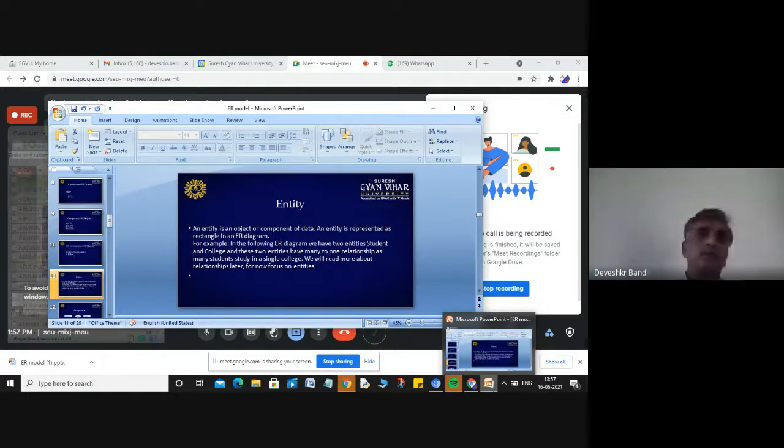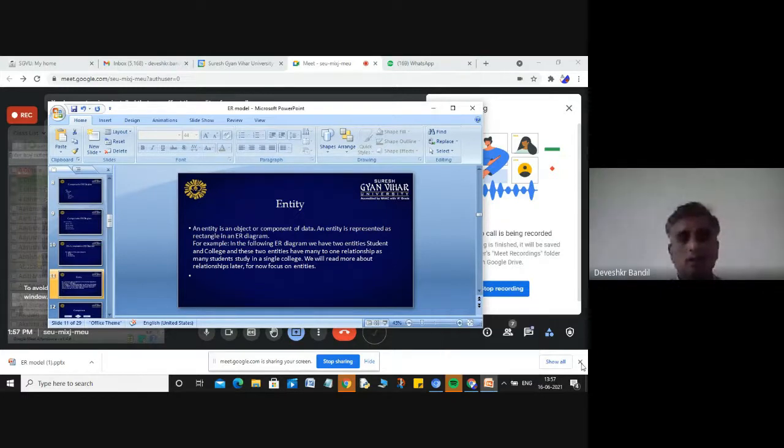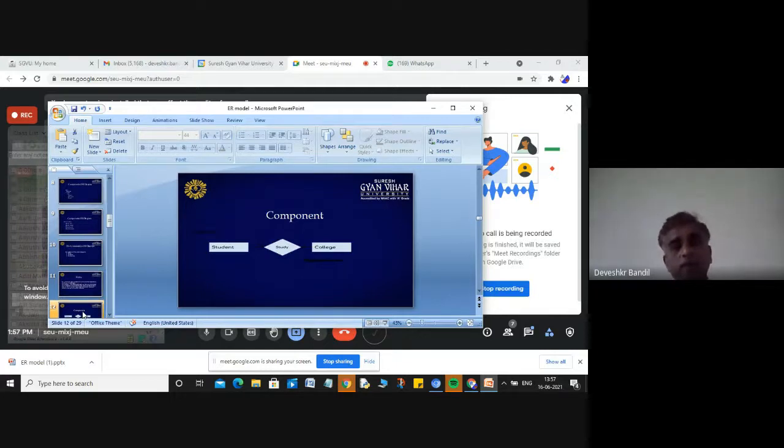The relationship between student and college is many to one, because many students study in one college. You can see in this given diagram, study is the relationship, and student and college are both entities. I have presented the study relationship between student and college.